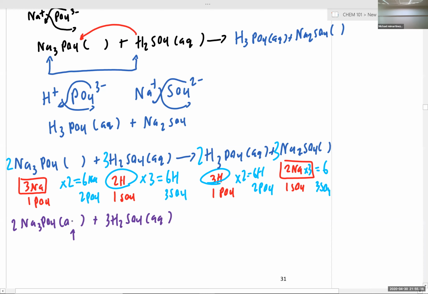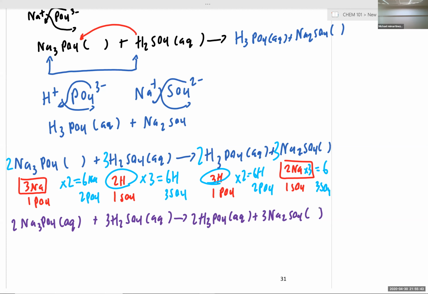Soluble, yep, it's a sodium salt, so it gets the aqueous symbol. Perfect. Phosphoric acid. Acids are generally water soluble. Sodium sulfate. Is sodium sulfate soluble or insoluble? It's a sodium salt, once again, soluble, yep.